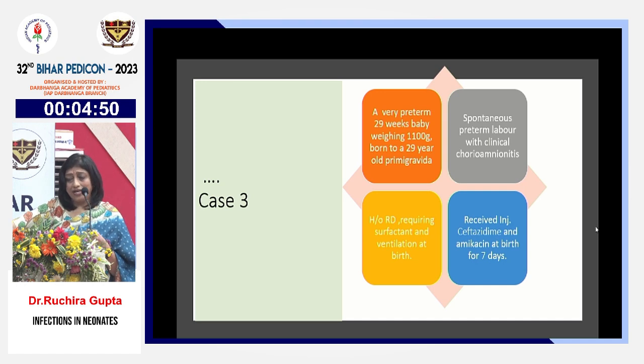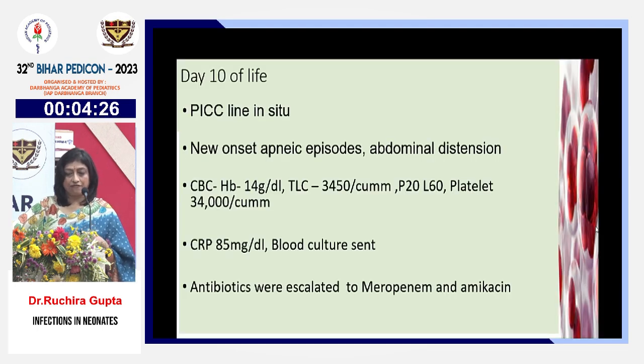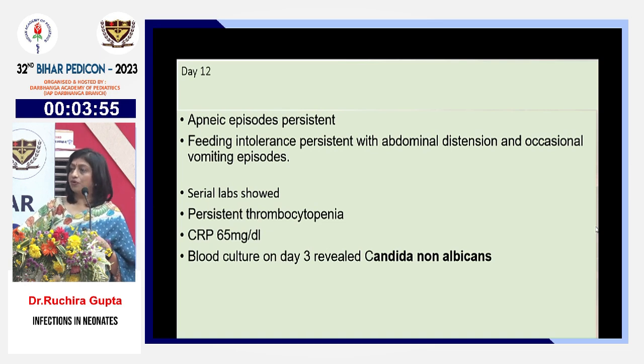Case 3: a very preterm, 29-week baby weighing 1100 grams, born to a 29-year-old primigravida, spontaneous preterm labor with clinical chorioamnionitis, history of respiratory distress requiring surfactant and ventilation at birth. Received ceftazidime and amikacin at birth for 7 days outside in another hospital. The patient was brought to us on day 10 of life with a PICC line in situ. New onset apneic episodes, abdominal distension, hemoglobin 14 grams, TLC 3,450, platelets 34,000. CRP 85 and a blood culture was sent. Since the baby was already on ceftazidime, antibiotics here were escalated to meropenem and amikacin. On day 12, the apneic episodes persisted.